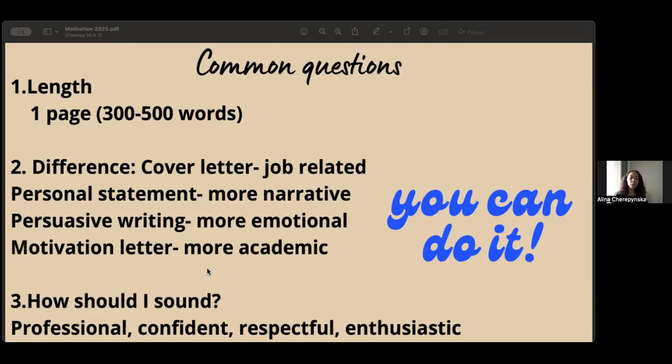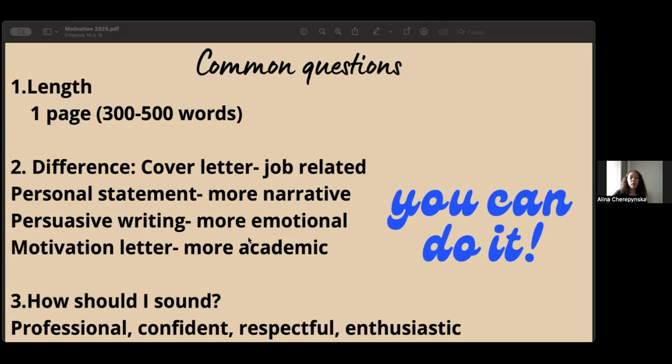Persuasive writing is also pretty close, because the main task of a motivational letter is to persuade, yes, but persuasive writing is more emotional, and you emphasize your emotional state. What do you feel? It may also be a part of narration, like a part of the story of your life, but once again, it's more emotional, and you're trying to persuade someone with your emotional state. Motivation letter: more academic, less emotional, absolutely not narrative. And of course, it's related to the study programs.